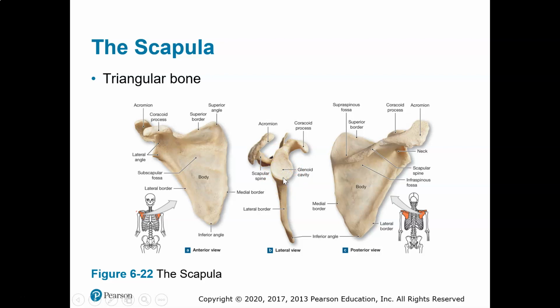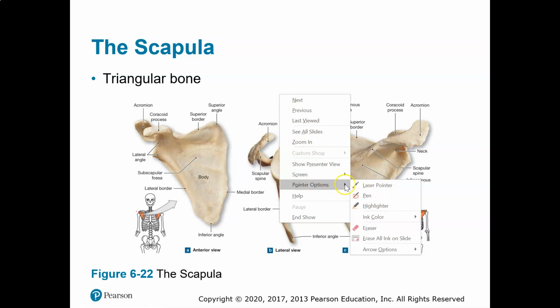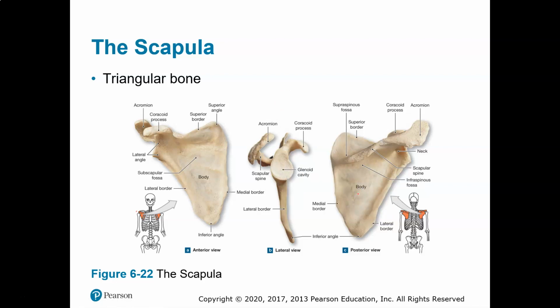Okay, so let's go back to the pen, and I will underline a few structures that I would expect you to know. Make sure that you know that this bone is the scapula, and make sure you are familiar with the acromion, which is where the clavicle articulates with the scapula, the coracoid process, and the glenoid cavity. The glenoid cavity is where the head of the humerus articulates with the scapula.